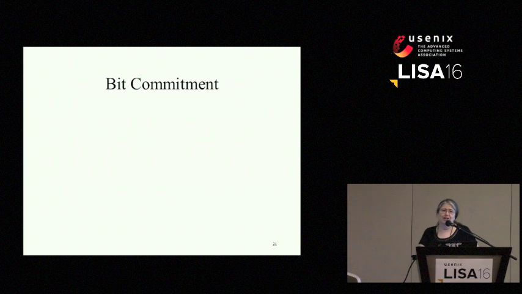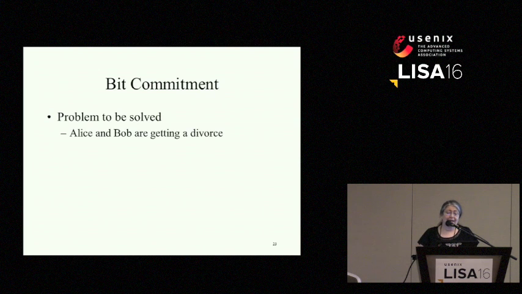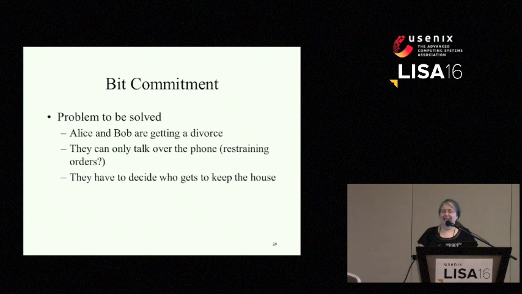Okay, the next one I'm including just because it's so cute. It's called bit commitment. The problem to be solved is that Alice and Bob are getting a divorce. This won't solve that, but the problem is they can only talk over the phone, maybe because there are restraining orders or something, and they have to decide who gets to keep the house. So they're going to flip a coin, and whoever wins the coin toss will get the house.